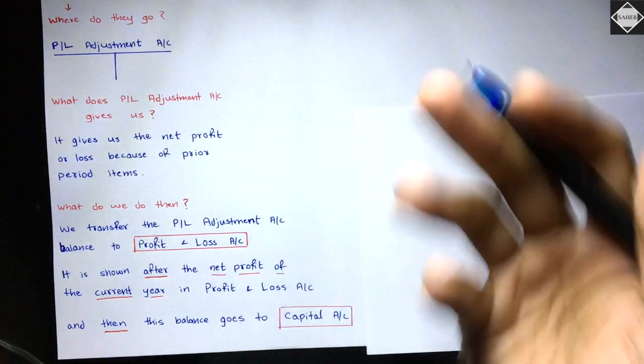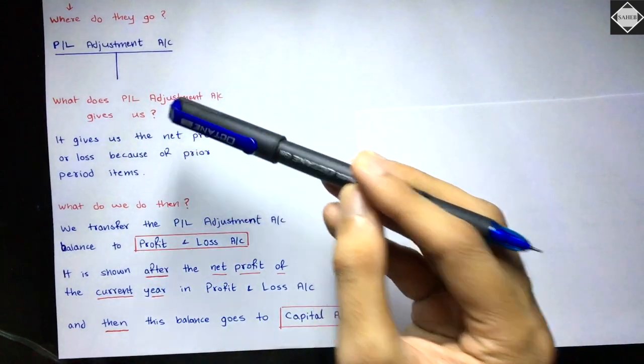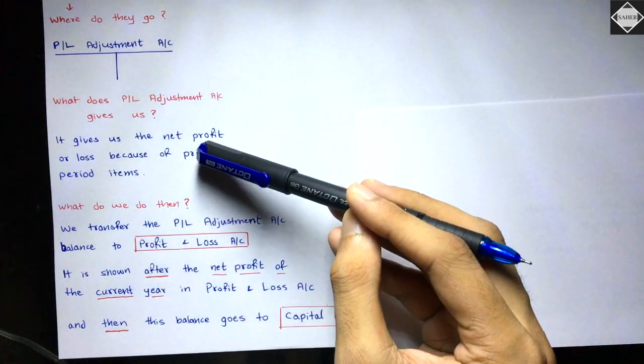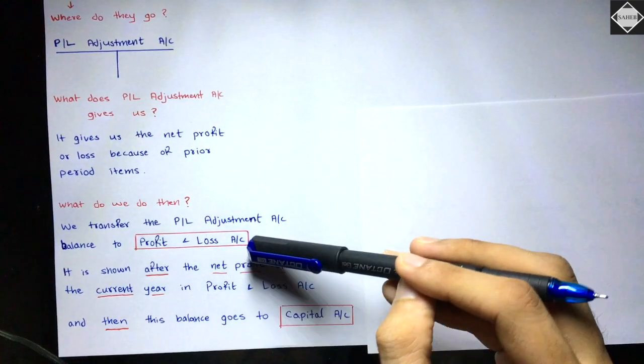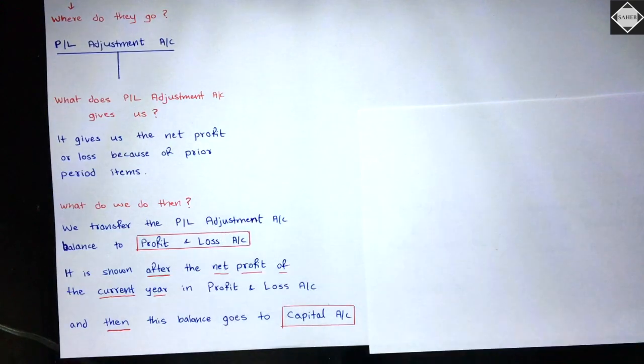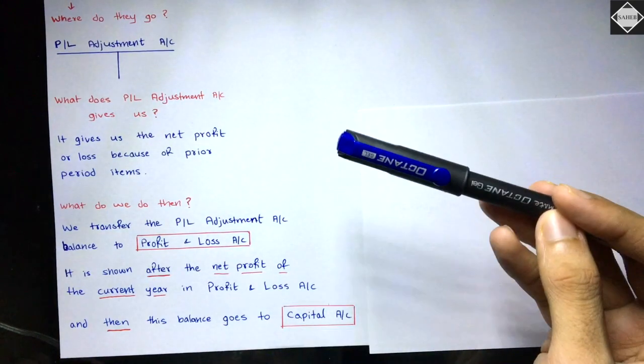And then what will happen? Who has the right on the profit? As I said, in the P&L adjustment account also, you are getting the profit or loss, and in the main profit and loss account also, you are getting the current year net profit or loss. Both the same things. So who has the right on these? Of course, it is the owner, isn't it?